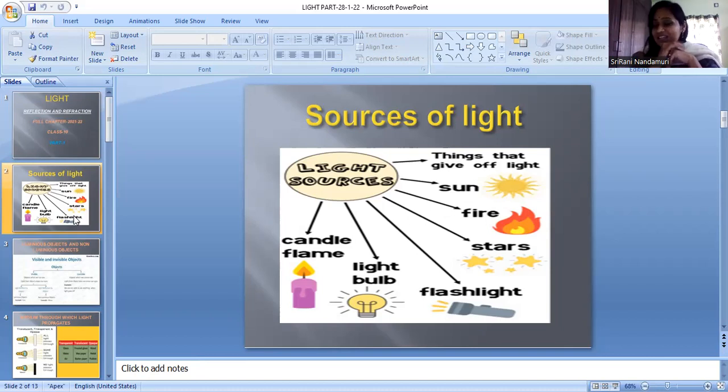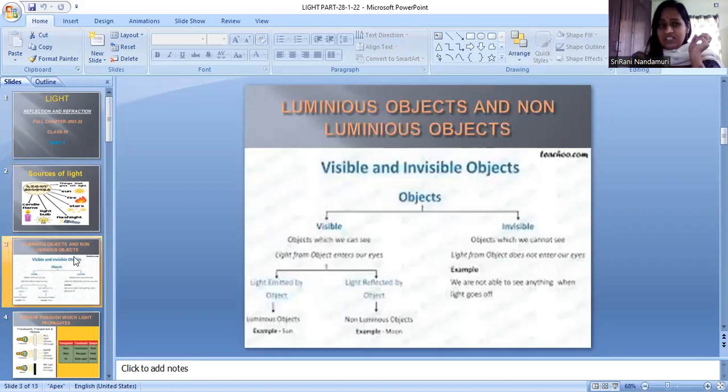Along with sunlight, fire, here in this slide, you can observe the various sources of light. Sun, fire, stars, flashlight, light bulb, candle, flame. These are the various sources of light that we see in our daily life. Okay. So based upon the sources of light, how can the objects be classified?